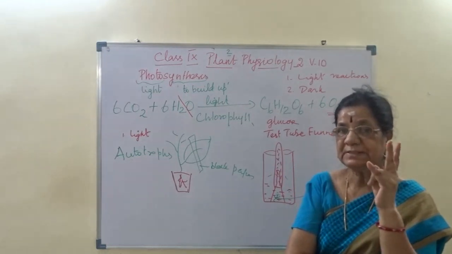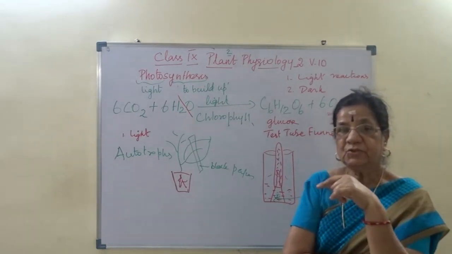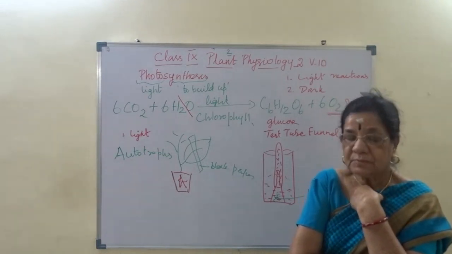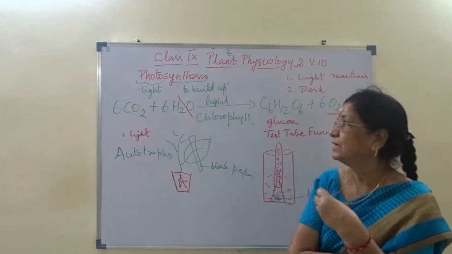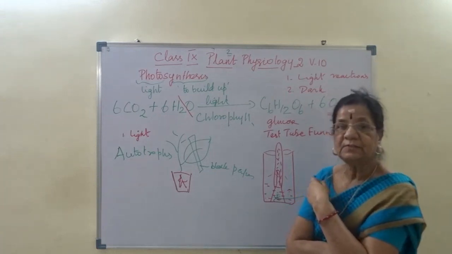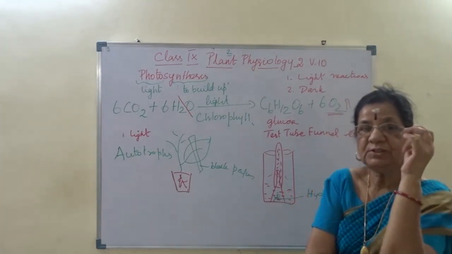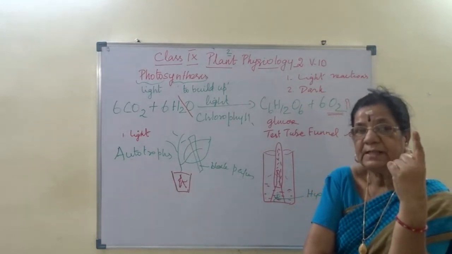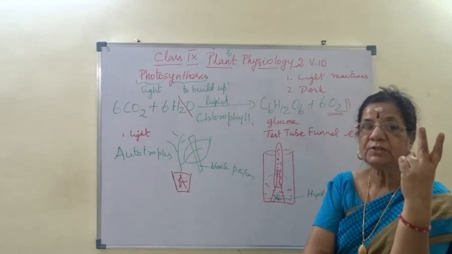You know the difference between the four, right? Then you should know the schematic representation. The reaction where light energy is converted into chemical energy takes place in two steps. One is light reaction, the other one is dark reaction.